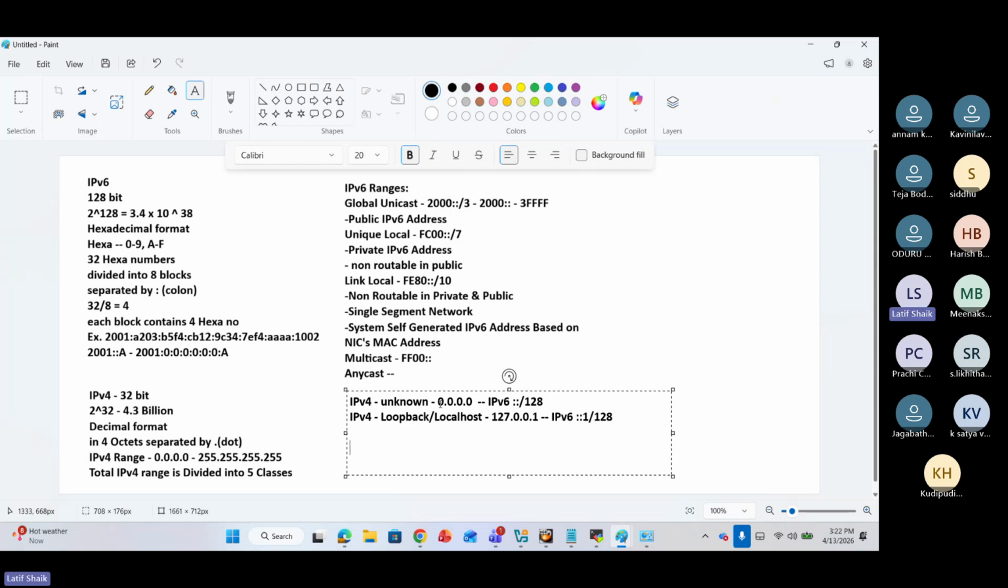In IPv4, we have a broadcast. A common broadcast IP address is 255.255.255.255. In IPv6, there is no broadcast address. We don't do broadcast. We use Anycast IP instead.